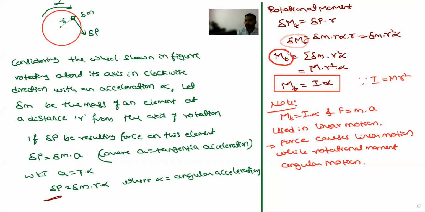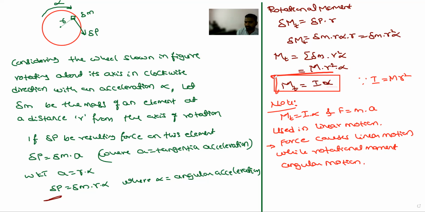Then I want the total rotational moment. You integrate this, which is nothing but the algebraic sum of all the masses. So the summation of all the masses into r square into alpha, where the summation of m r square is equal to I, gives I alpha. So the rotational moment is equal to I into alpha.